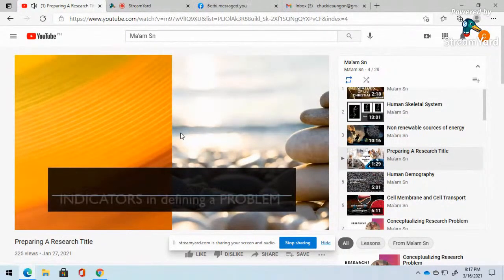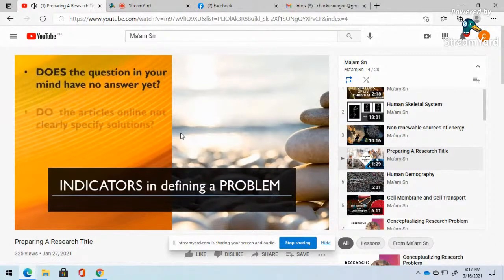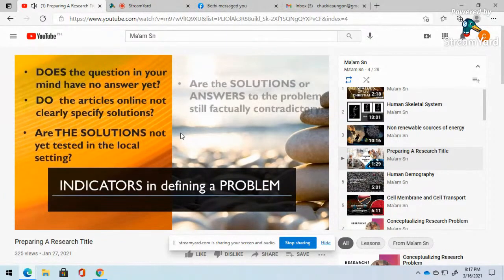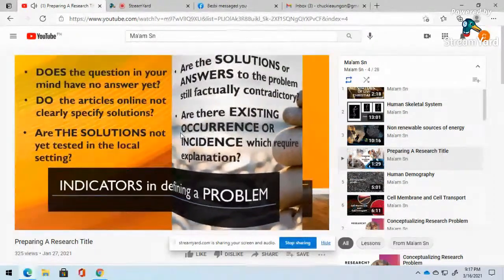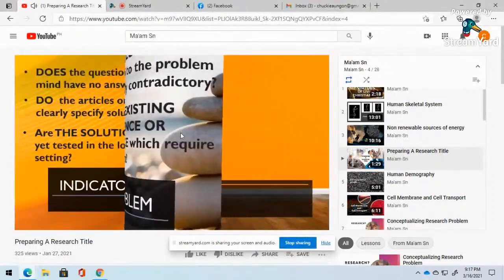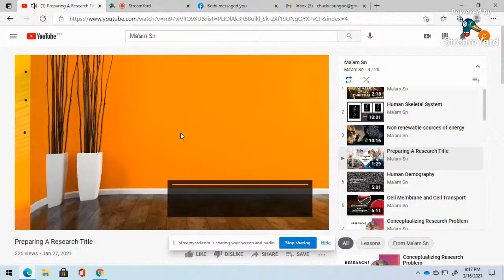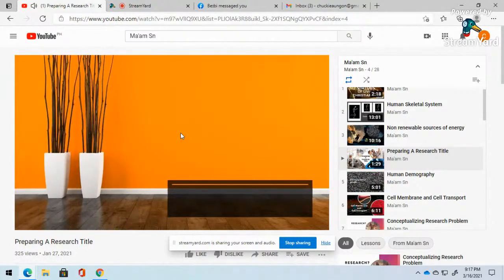What are the indicators in defining a research problem? Does the question in your mind have no answer yet? Do the articles online not clearly specify solutions? Are the solutions not yet tested in the local setting? Or answers to the problems still factually contradictory? Are there any incidents which require explanation?